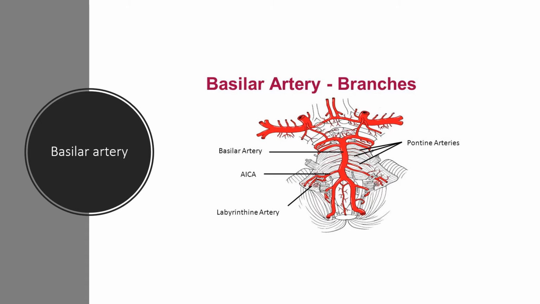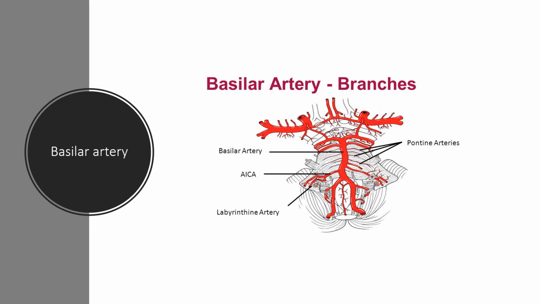Labyrinthine artery is a long, slender branch which arises either from the basilar artery or from the anterior inferior cerebellar artery. It accompanies the vestibulocochlear nerve and enters the internal auditory meatus to supply the internal ear. Please note, the labyrinthine artery is an end artery. The fourth branch is the superior cerebellar artery.